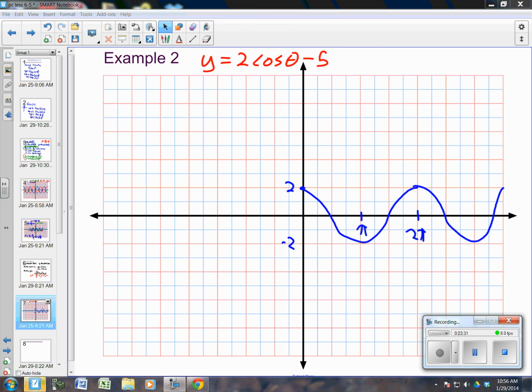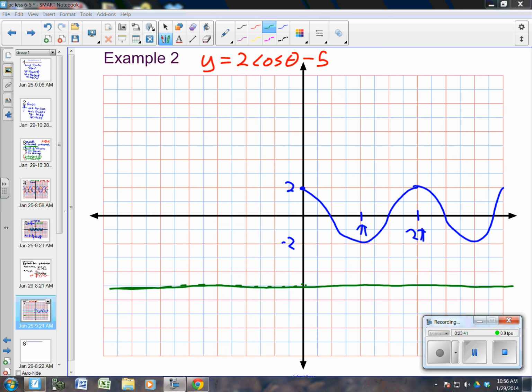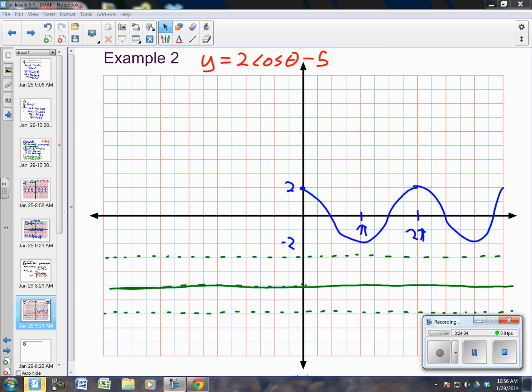If we move it down 5 units, 1, 2, 3, 4, 5, here's the new midline. I'm going to put that as a solid line. I'm going to dot above it 2, since it has an amplitude of 2, and 2 below it. And all we're going to do is move this whole thing down.